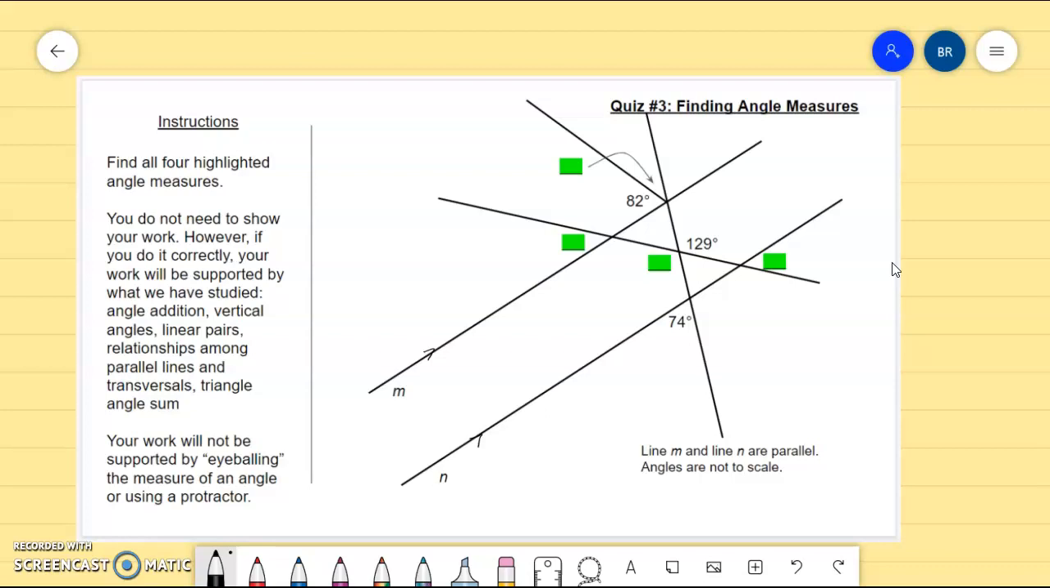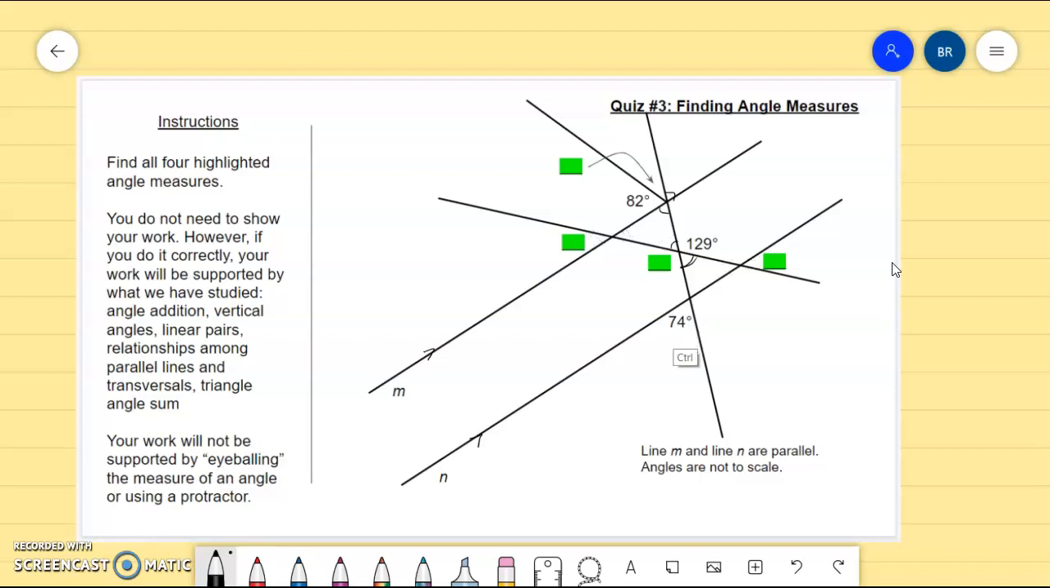We have some vertical angles. That angle and that angle are vertical. This angle is vertical to that angle. We've got some more vertical angles here, and even more here, and some more here. There's a lot to choose from in here.